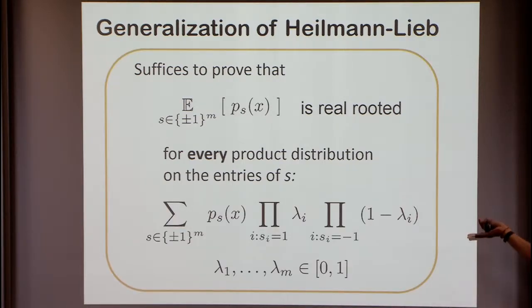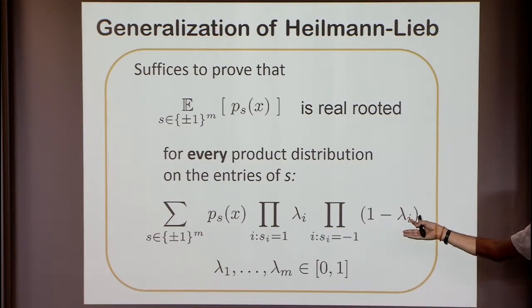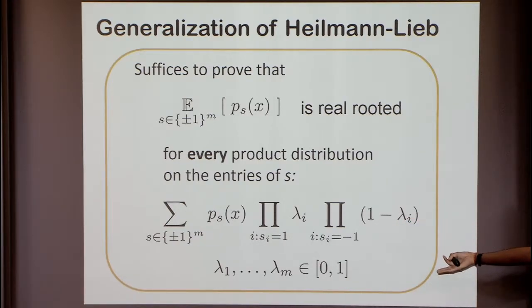And this is literally the average of the characteristic polynomials with these biases lambda i, where these can now be anything. You can view this as a generalization of Heilmann and Lieb's theorem. They showed that this has real roots when all the probabilities are half. We need to do it for arbitrary probability. So this is what we need to prove.